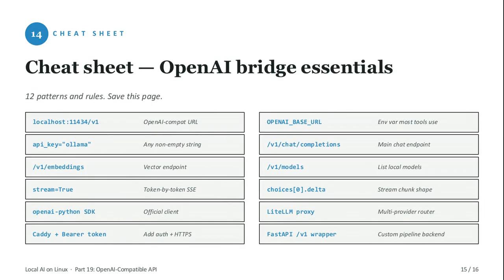And here's the page worth bookmarking. 12 things that between them cover about 90% of what you'll actually type. The base URL on port 11434 with the v1 suffix, a dummy API key, the 3 endpoints you'll hit daily, chat completions, embeddings, and models, plus the streaming shape with choices, chunk, delta. And on the right, the escape hatches, LiteLLM when you need multi-provider routing, FastAPI when you need to be the server, and Caddy with a bearer token the moment anything leaves localhost. Save it and we'll wrap up on the next slide.